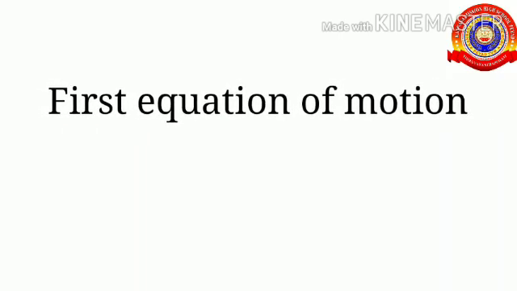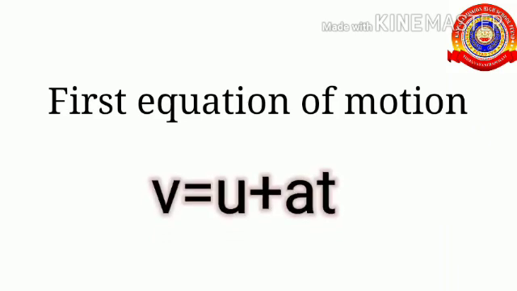So what is the first equation of motion? v equals u plus at. This equation is used to find out the final velocity of a body. And for finding that, we need u, that is the initial velocity, a, acceleration, and t, time.